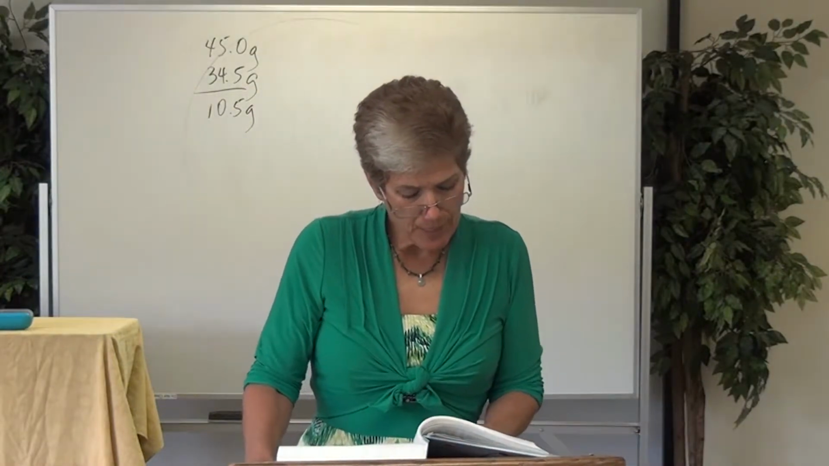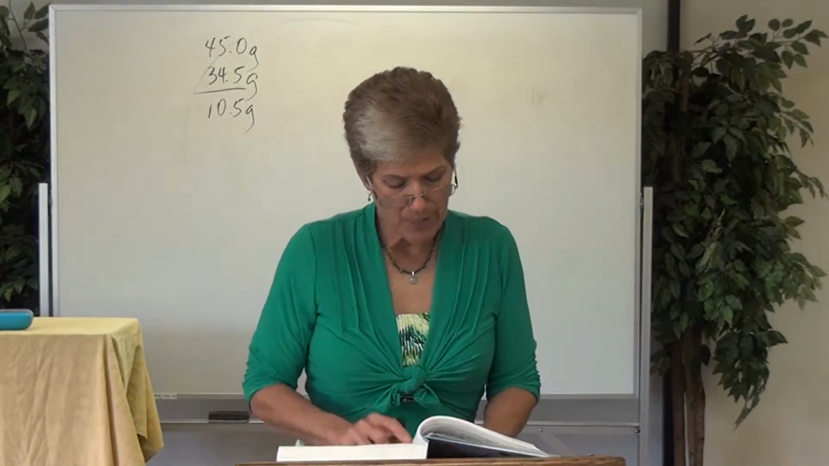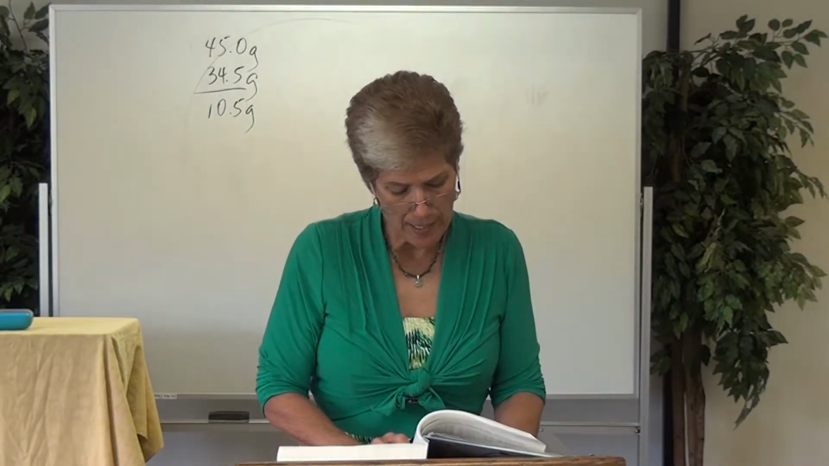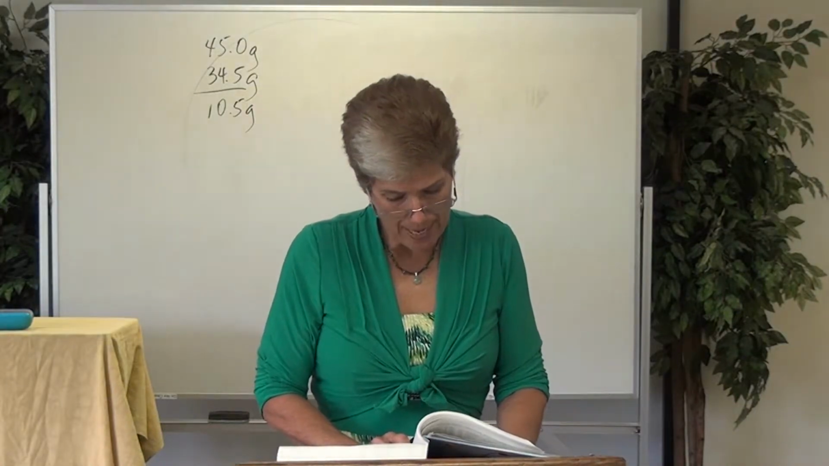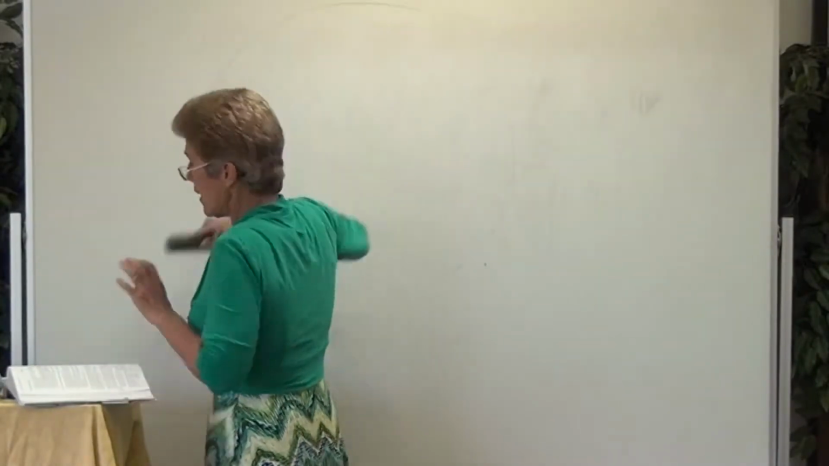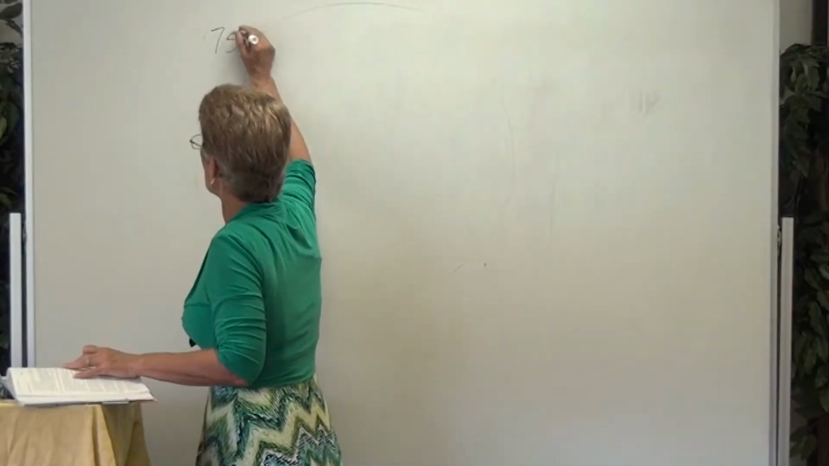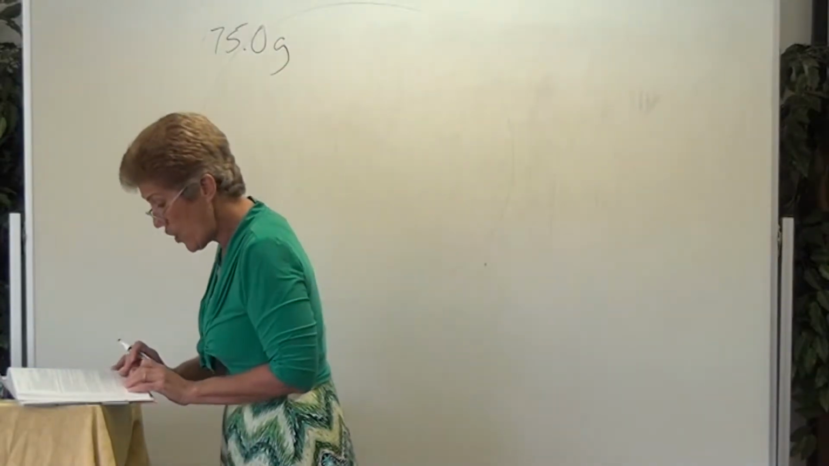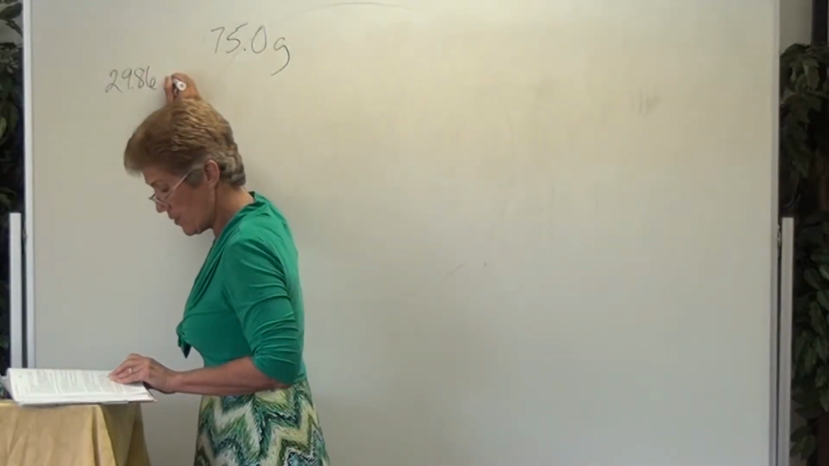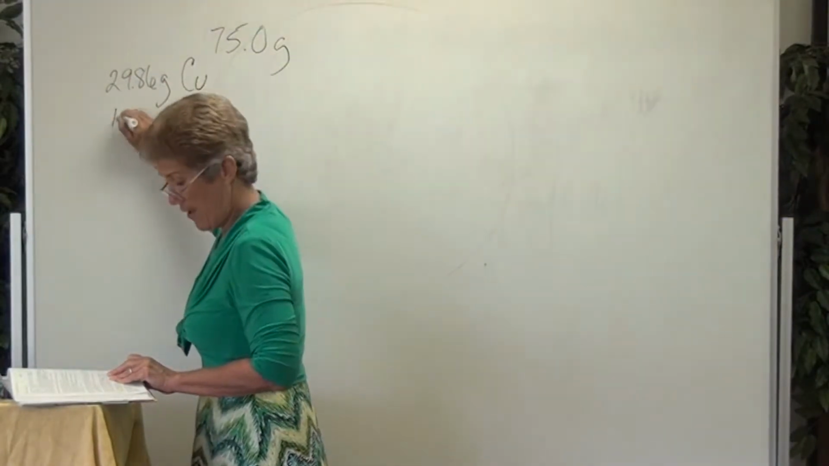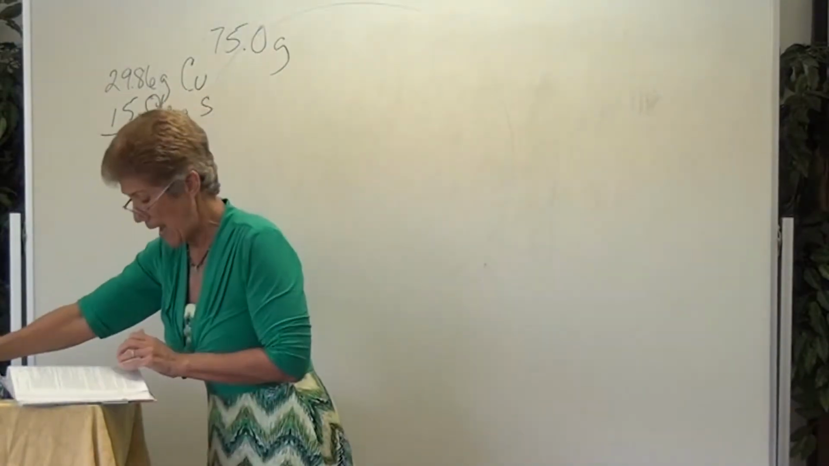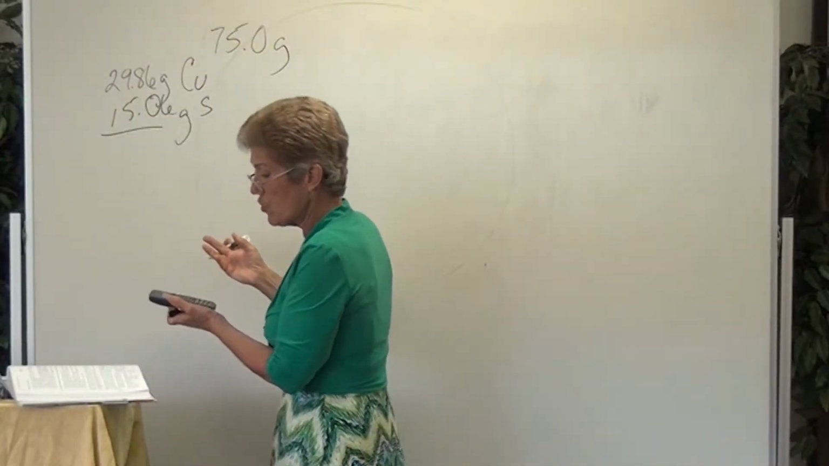Okay, let's see, number 6. A 75-gram sample of white powder is chemically broken down, and it gives us copper, sulfur, and an unknown amount of oxygen gas. How much oxygen gas was made? Well, all you have to do here is know that you started with 75 grams total. We know how much of the other stuff is there: 29.86 grams of copper and 15.06 grams of sulfur. If we add those up, that tells us how much oxygen is left.